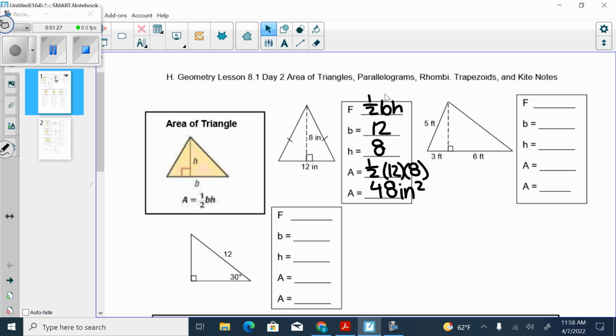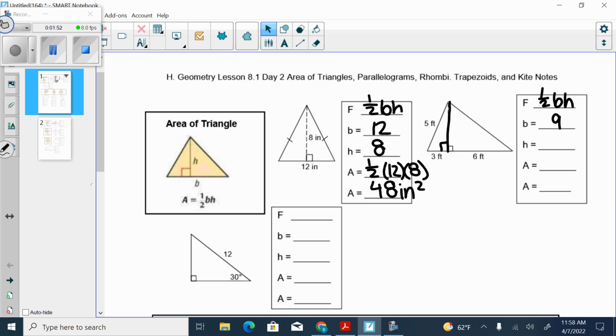Okay. Same idea. Now I'm looking at this figure. It's still a triangle. So still the same formula, 1/2 base times height. What's the base of this figure? Good. Do we know the height? No, it would be this perforated or dotted line here. Okay, because it has to be perpendicular to the bottom.